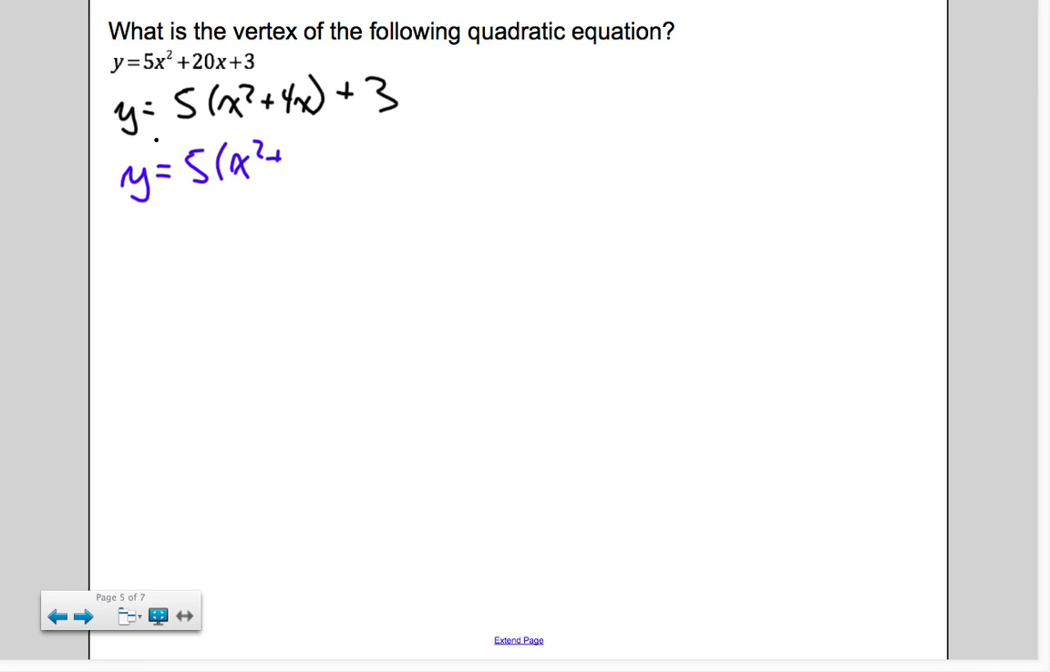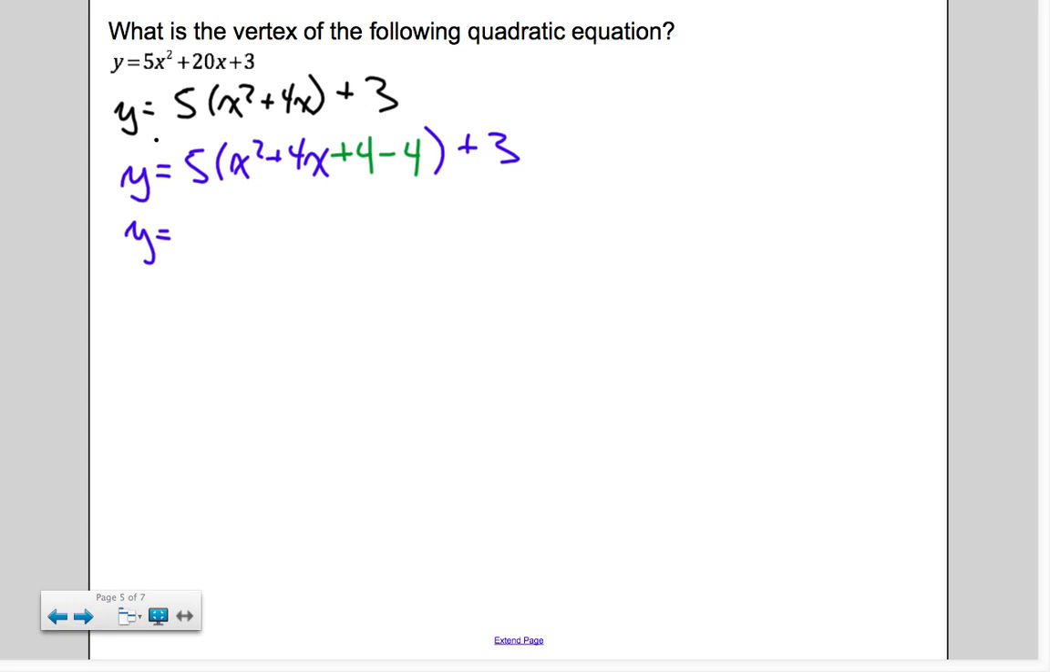So x squared plus 4x. So I'm going to take that 4, divide by 2, gives us 2, and I'm going to square it, gives me plus 4, and then I need to subtract 4 to make sure I'm adding 0. And that whole thing needs to be in the brackets, plus 3. So now I'm left with 5.